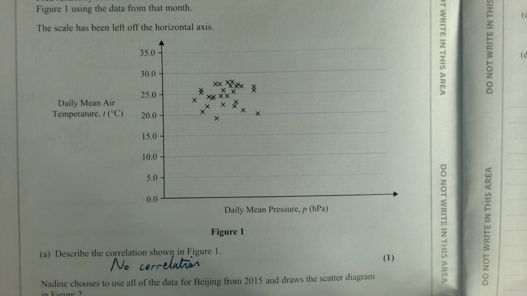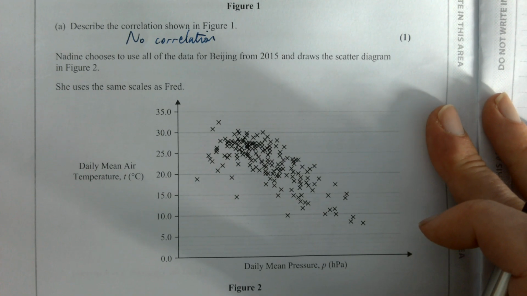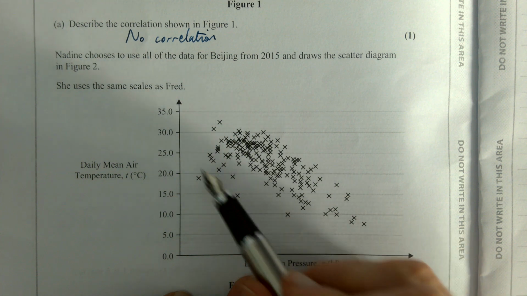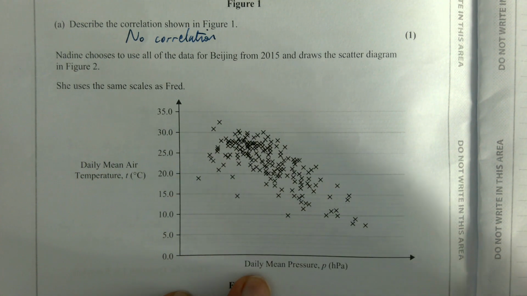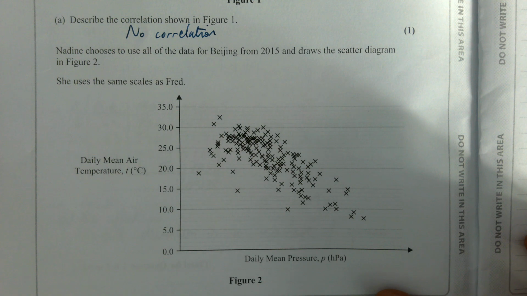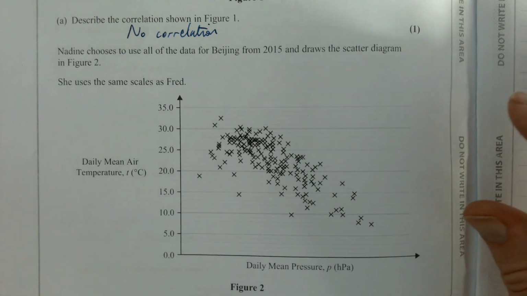Okay, then moving on, Nadine chooses to use all the data for Beijing and draws this scatter diagram. So she's got the bit that Fred has, and then she's got all of the data, and it's starting to look like this. So having looked at that, take on these questions.